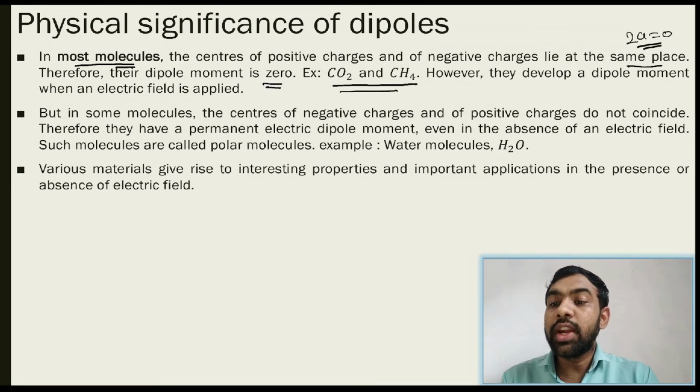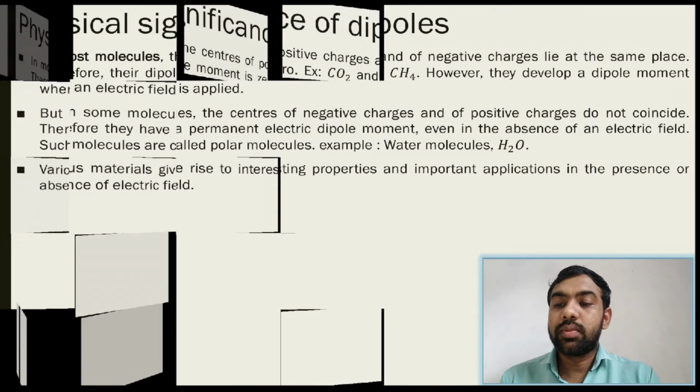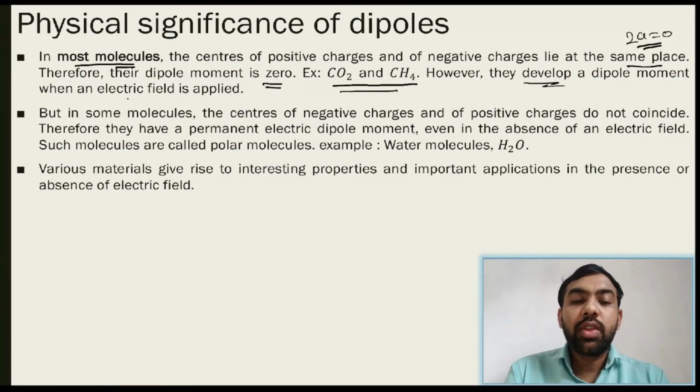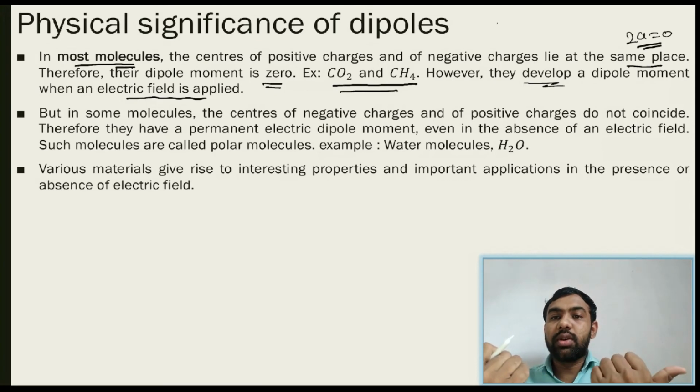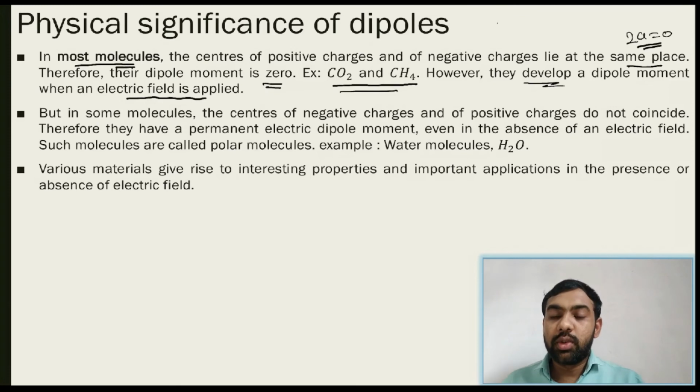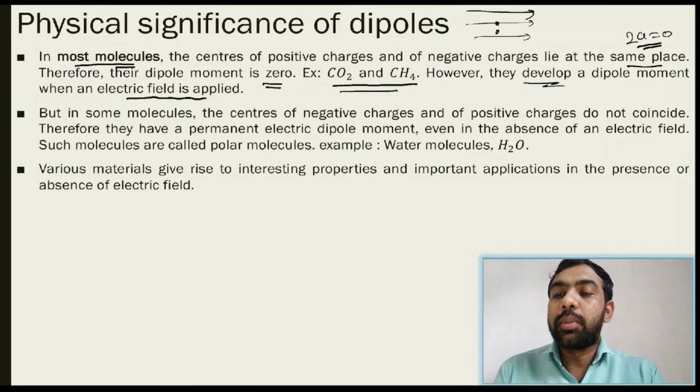And they develop a dipole moment when an electric field is applied. मतलब आप इलेक्ट्रिक फील्ड अप्लाई करते हो तो फिर पॉजिटिव नेगेटिव चार्ज का सेंटर चेंज हो जाएगा और उसका डाइपोल मोमेंट कुछ क्रिएट होगा. ठीक है. So suppose the positive and negative charge both are at the same place. You apply the electric field. Then the positive charge is attracted like this, and the negative charge is attracted like this.